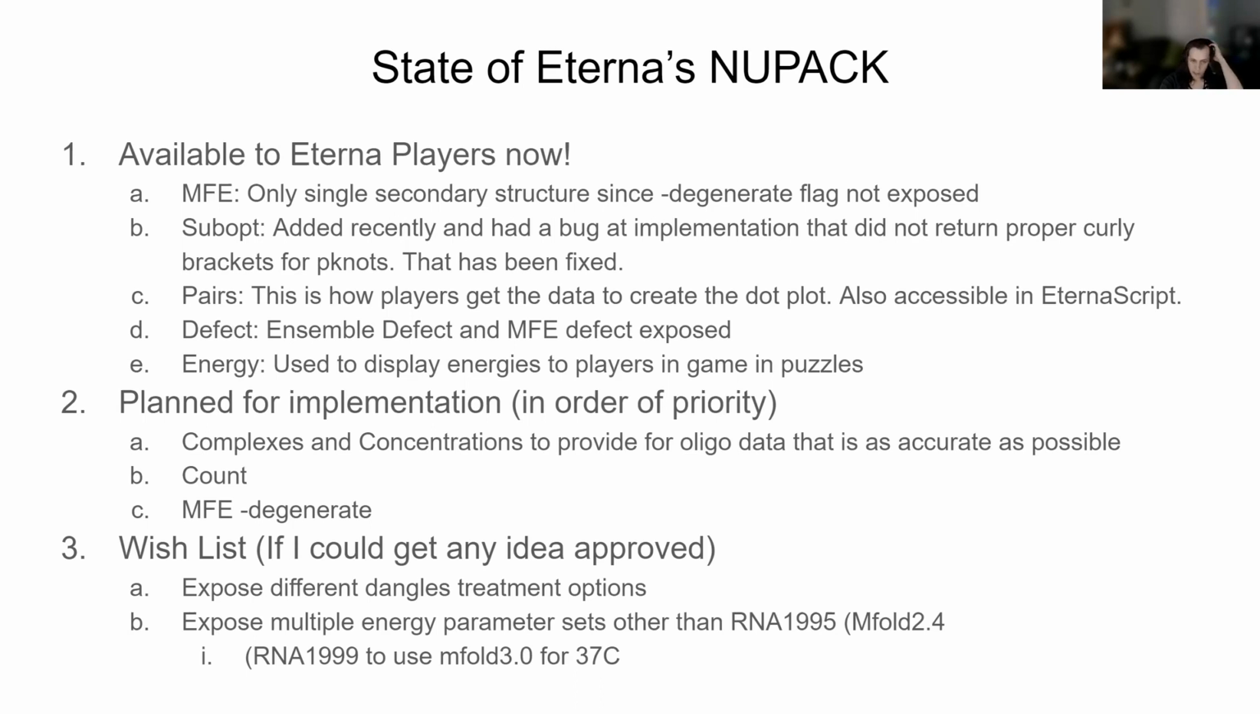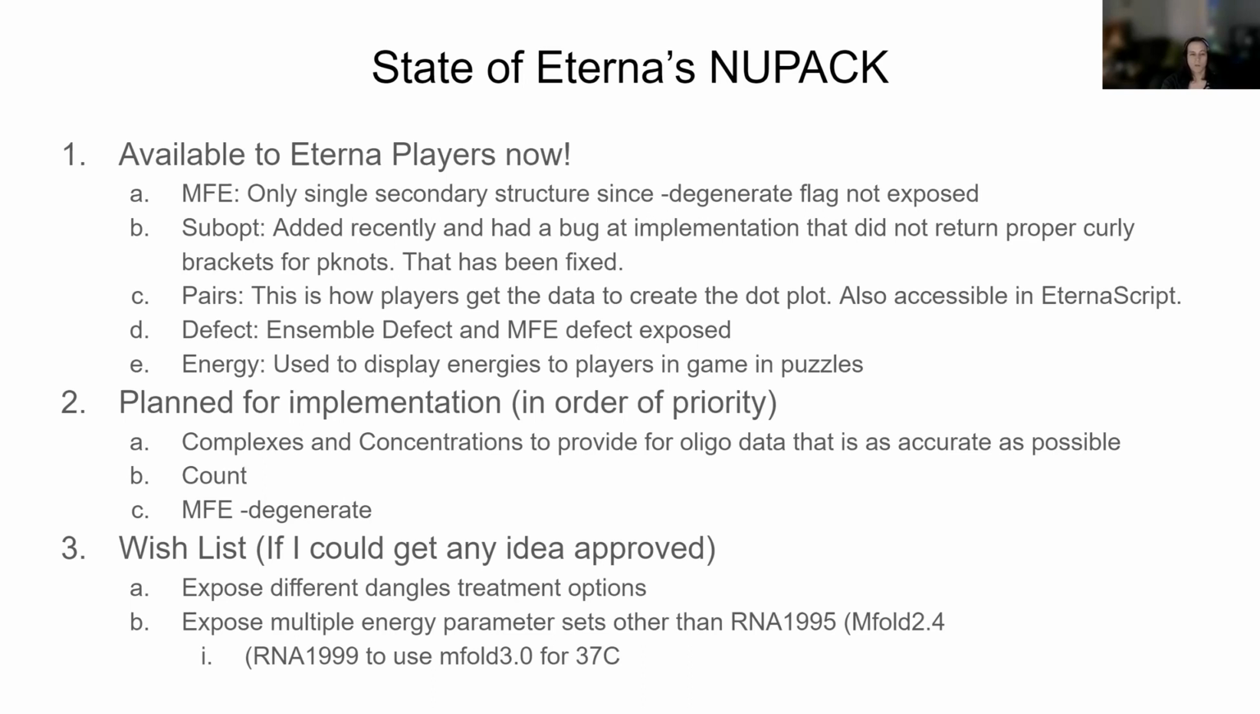What I plan to implement is complexes and concentrations, to provide more proper and accurate oligo data when we get there. Count, so we can see the number of secondary structures, because the number of alternate structures would be important. I think I used to not care about that, but that's just my own personal stuff. I'm trying not to let my personal thoughts influence things. I'm trying to make sure you know as much as possible so you can inform me, and then I might have some thoughts on it.